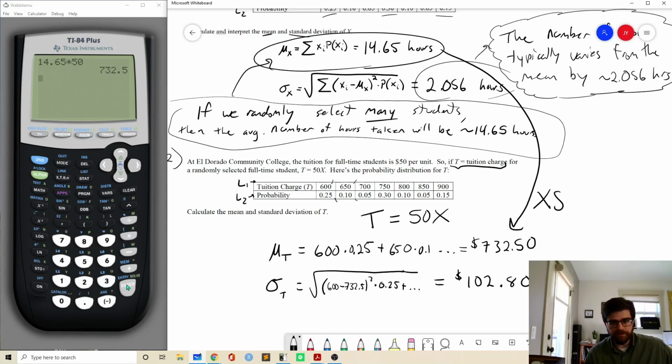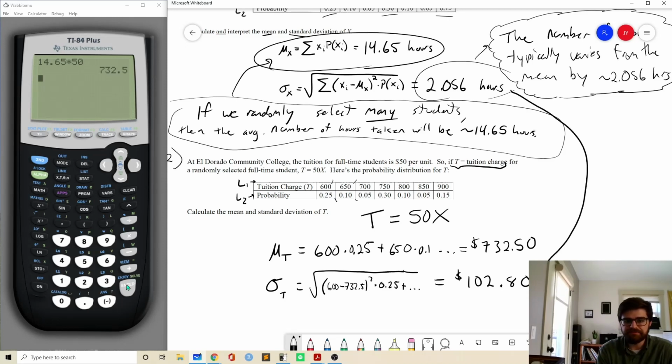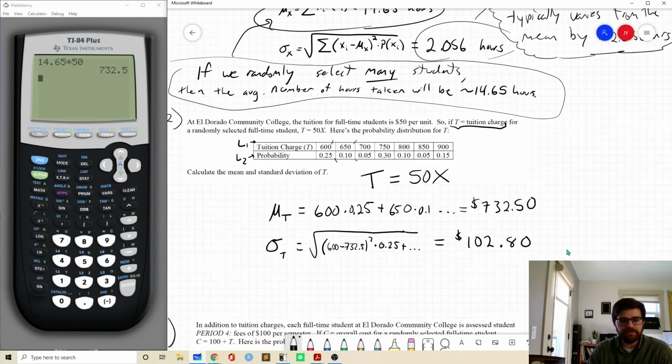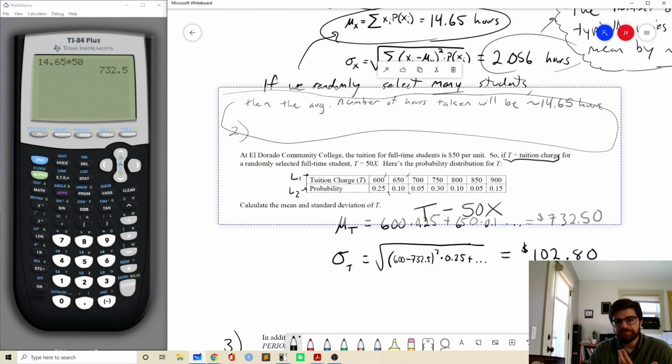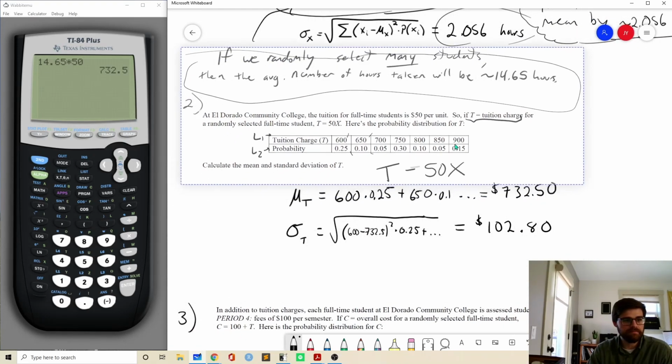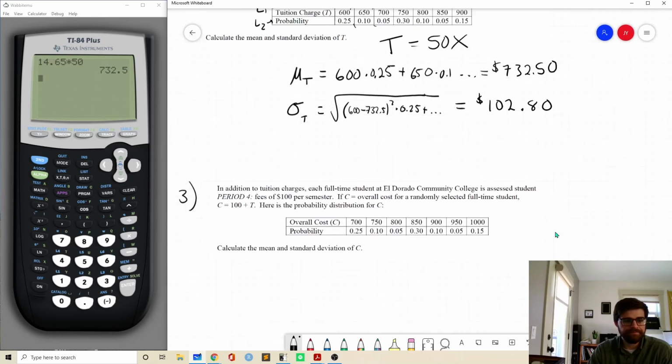Same goes for our standard deviation. 2 point something times 50 is 100 point something. Right? We can see that connection. We just take the mean and standard deviation by multiplying by 50. So instead of re-entering all the data, we could have just taken the values we had already found and multiplied by 50. Whoops. All right.